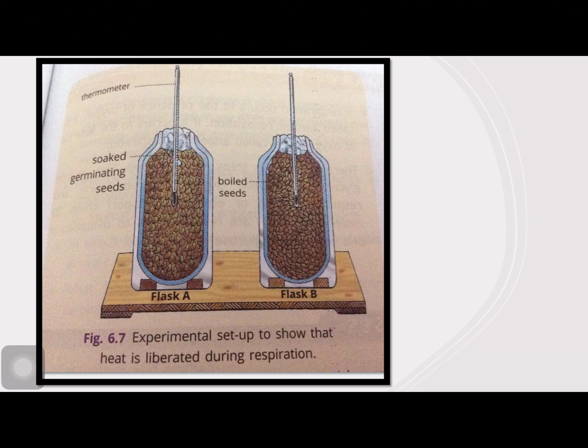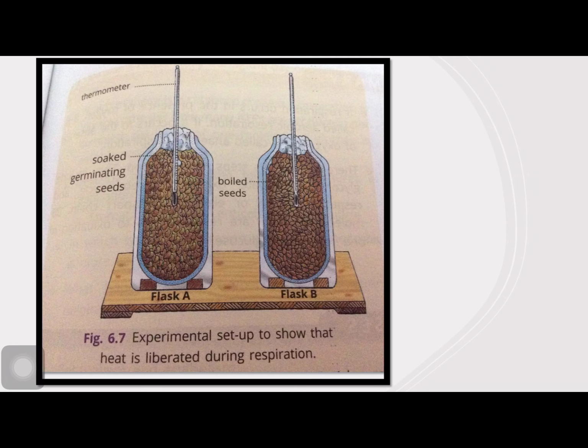After 3 to 4 hours, we have to check the temperature in each flask. We will find that the temperature in flask B does not show any rise, while the thermometer in flask A shows a higher reading. Why? Because germinating seeds are here, and germinating seeds always give out heat during respiration. So this experimental setup proves that heat is liberated during respiration. So these are all the 5 major experiments for gaseous exchange during respiration in plants.